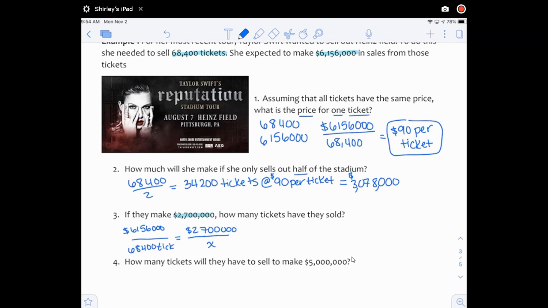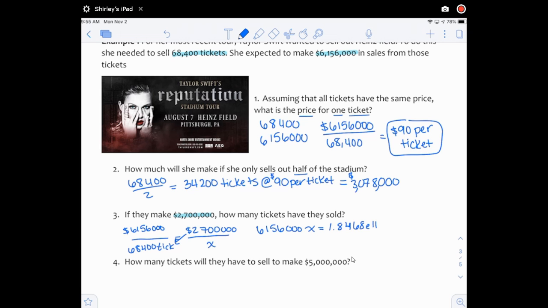So now I'm going to go ahead and solve by cross multiplying. So I get 6,156,000 x equal to, multiply straight across here, 2,700,000 times 68,400 gives us... So if you're using your calculator, you're going to get something that looks like this, 1.8468E11. So that's written in scientific notation.